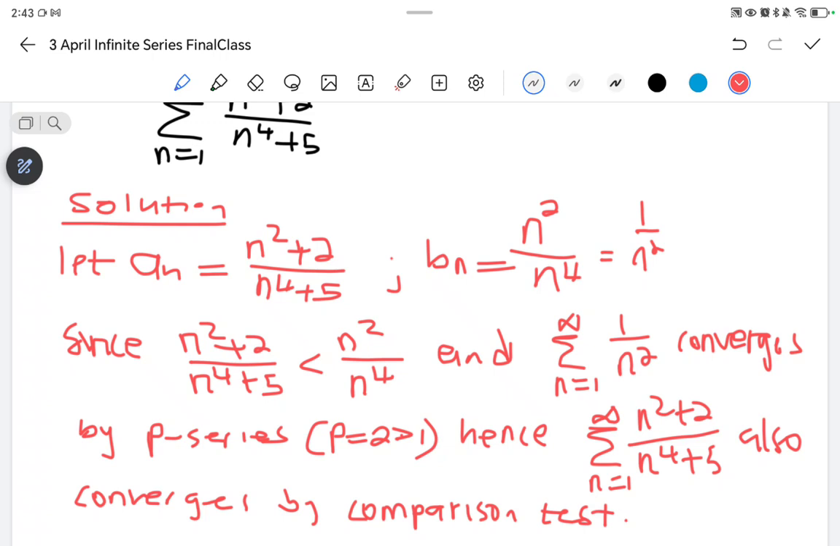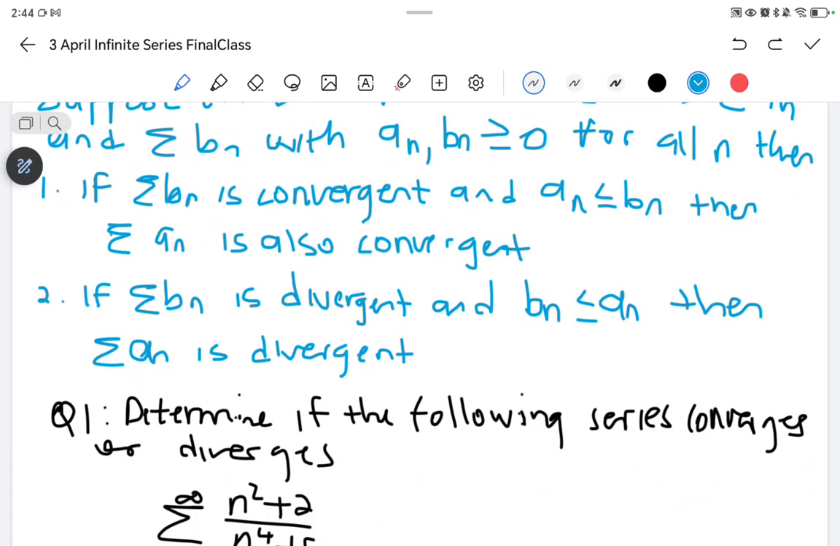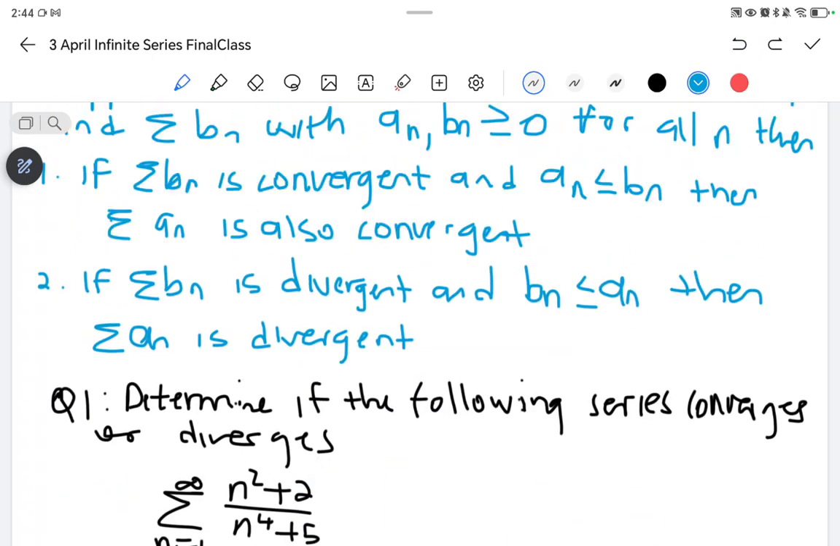So check the syntax. We're going to do the same thing for the next question. First, we let A of n be that, B of n be that. Then secondly, we compare them. Which one is bigger, which one is less. Usually, in most cases, when A of n is less than B of n, we focus on convergence. So if it was the other case, we would check if it diverges or not.